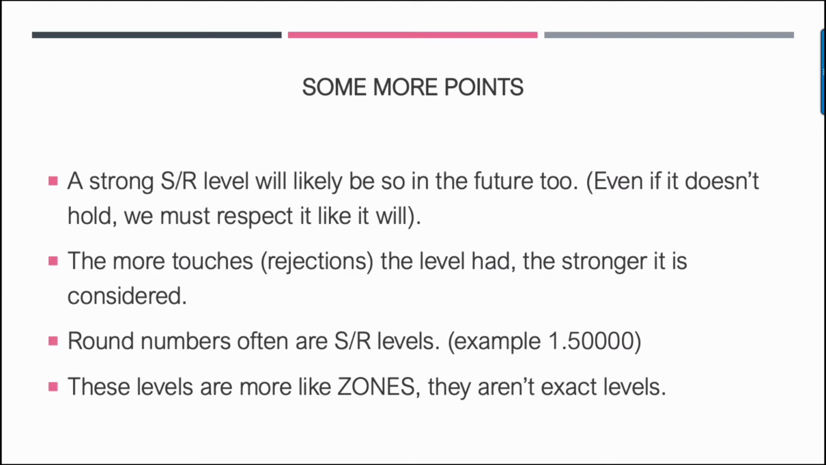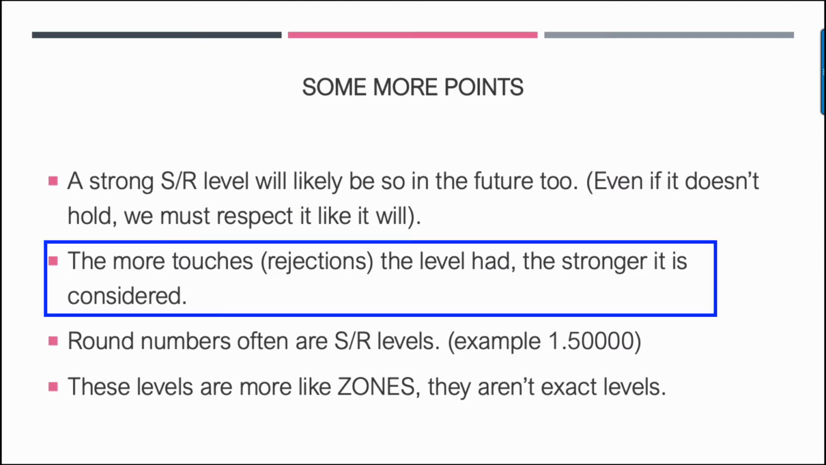I'm going to get out of my position when it hits that level of resistance where I'm pretty certain, based on the past, that there are sellers there. So I need to respect the support and resistance levels. The second point is that the more touches of that level, or the more rejections that level had, the stronger it is to be considered.